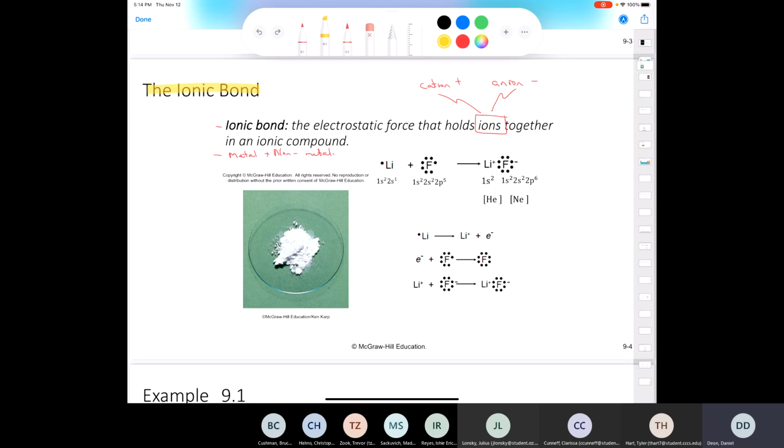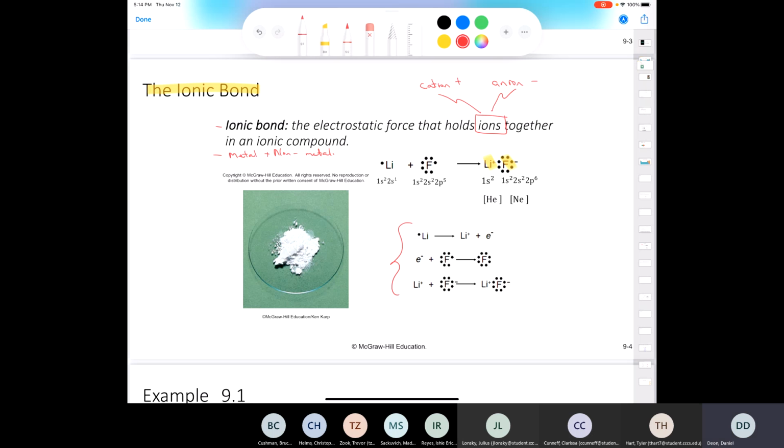Now what do we have? We have something with a positive charge and we have something with a negative charge. And so they are going to be attracted to each other. And that electrostatic force that holds the positive charge of the cation to the negative charge of the anion is the ionic bond.